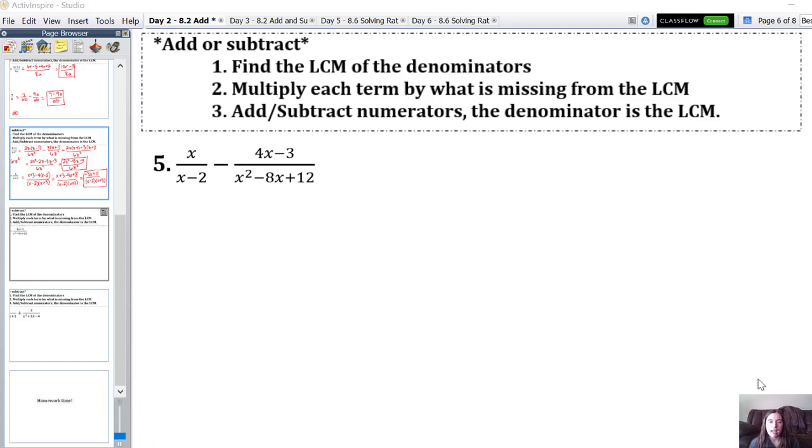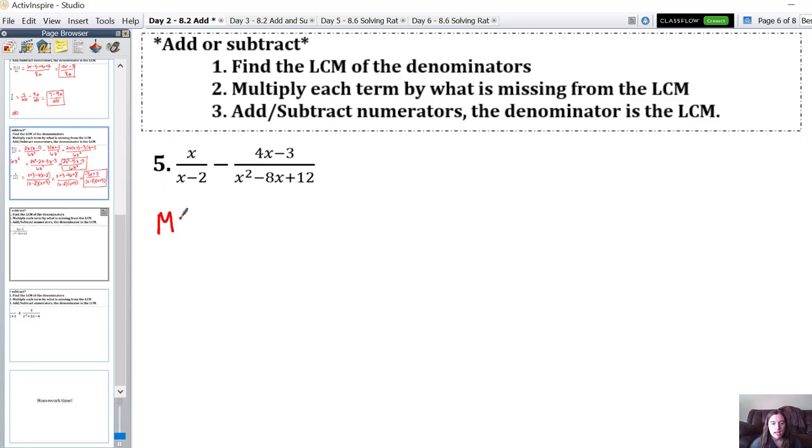We have more examples of adding and subtracting rational expressions, and in this one we need to factor one of our denominators first. So on the left we have x over x minus 2. On the right we're subtracting 4x minus 3 over x squared minus 8x plus 12. So let's factor this trinomial on the bottom to see what our LCM is going to be.